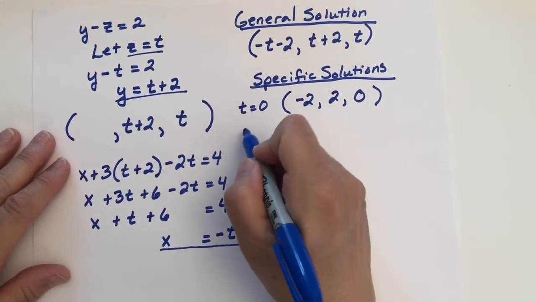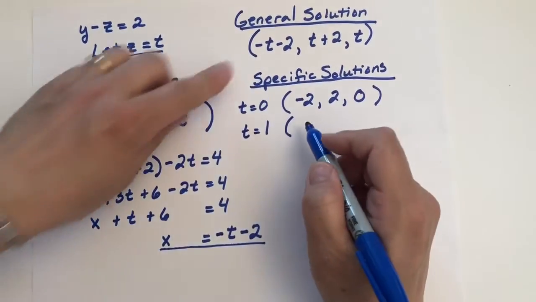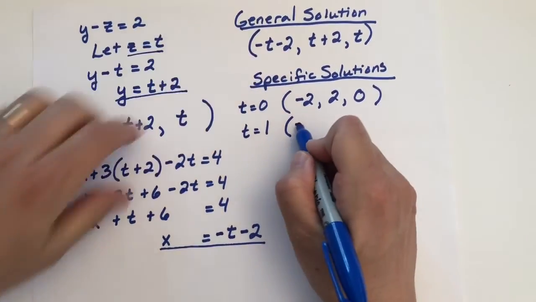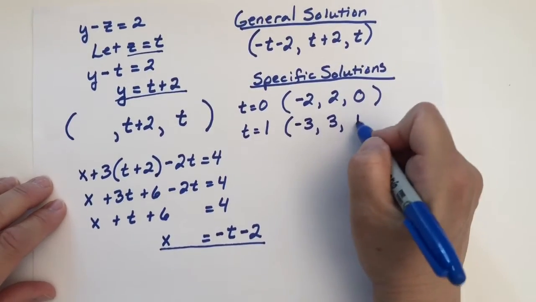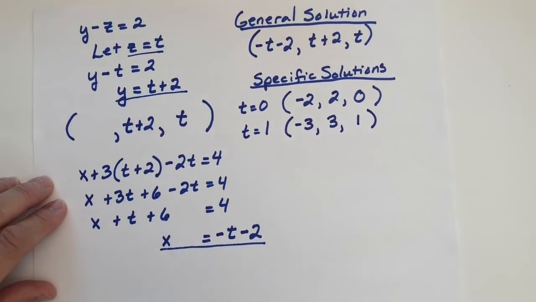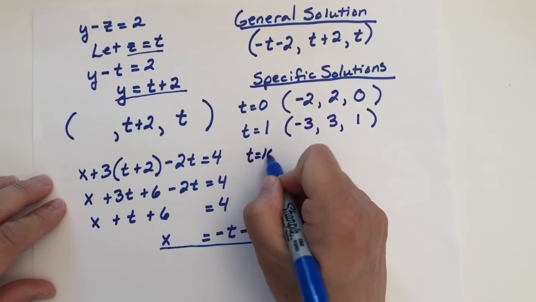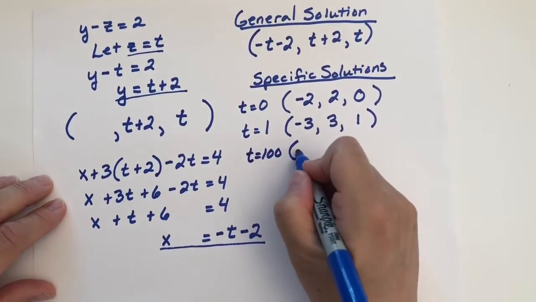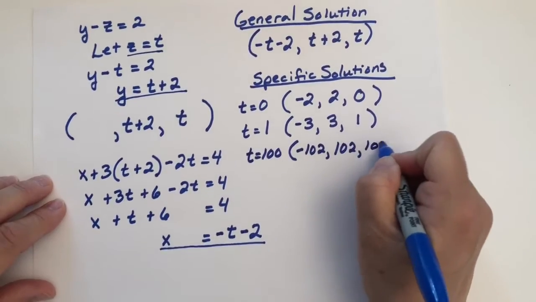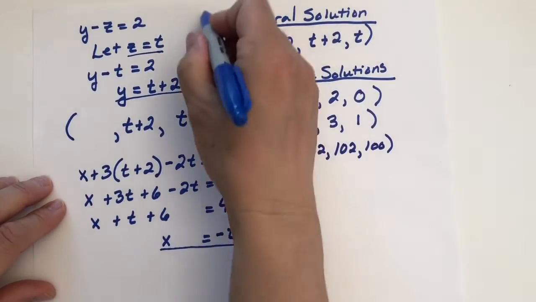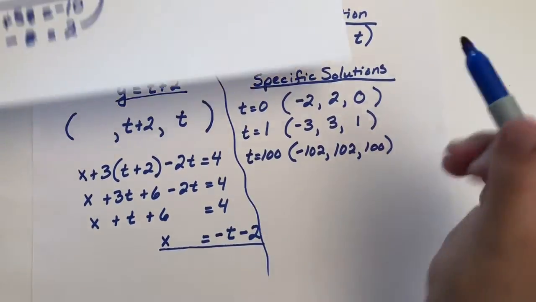I could put in t equals 1 and find another solution. So I'd have the opposite of 1 minus 2, that's negative 3. I'd have 1 plus 2, that's positive 3, and t is 1. And you can substitute in and find as many solutions as you'd like. I could put t equals 100 in. And if you pop that in, you would have negative 102, positive 102, 100. And you could keep writing as long as you would like and find some very specific solutions to this system.